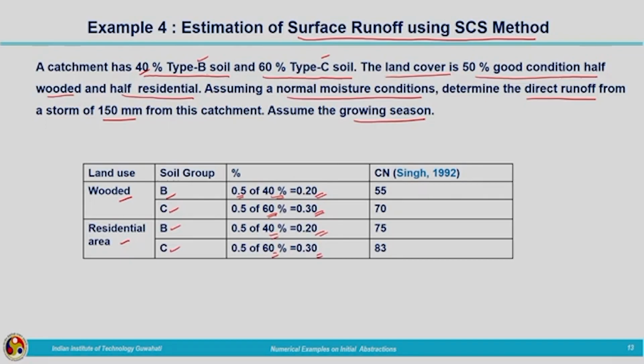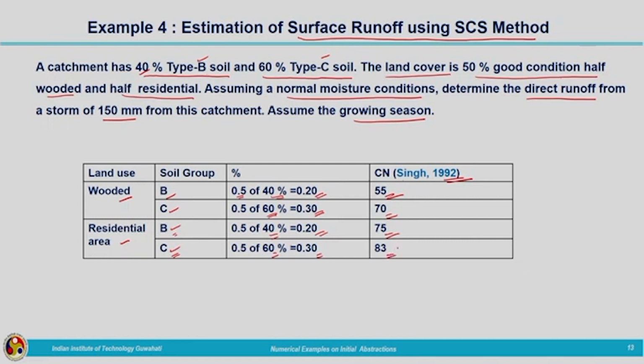Now, we can compute the curve number corresponding to wooded area. Curve number corresponding to wooded area I have taken from Singh 1992 textbook. So, for wooded area type B soil it is 55, wooded area type C soil it is 70, and residential area soil group B it is 75 and residential area soil group C it is 83.